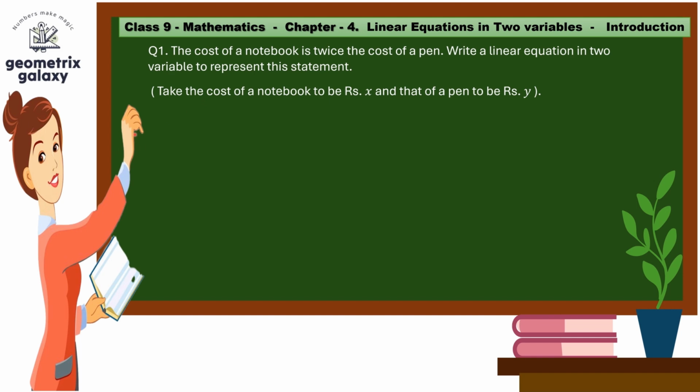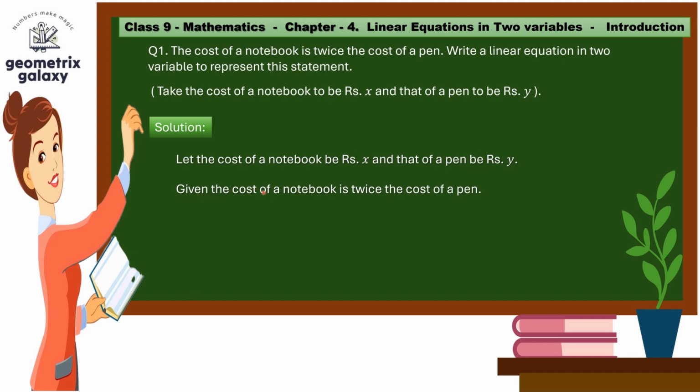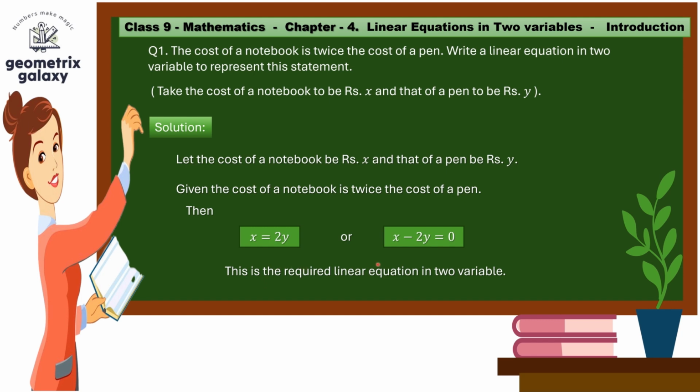So as per the hint, let the cost of a notebook be rupees X and that of a pen be rupees Y. In the question it has given the cost of a notebook is twice the cost of a pen. Then X is equal to 2Y. Now we can transpose 2Y to the left hand side as X minus 2Y is equal to 0. This is the required linear equation in two variables.